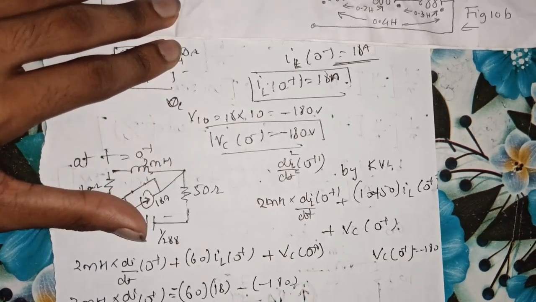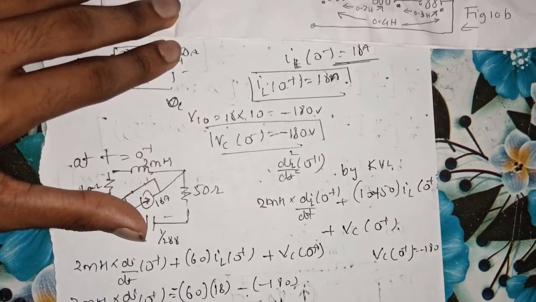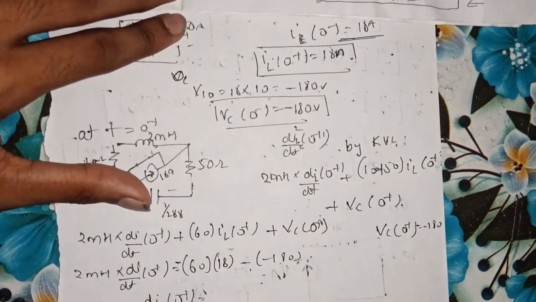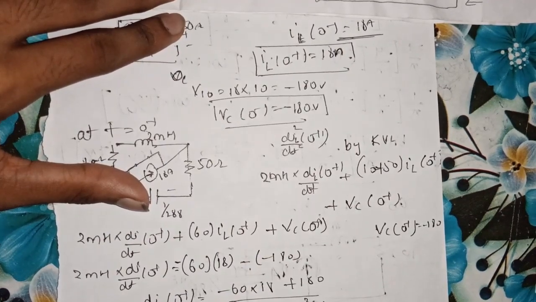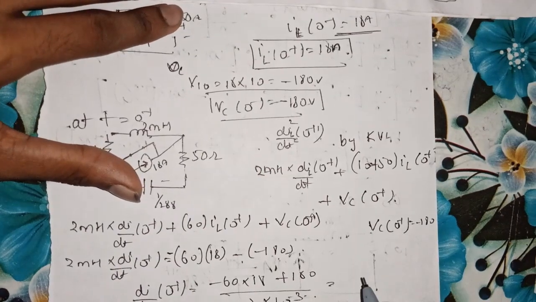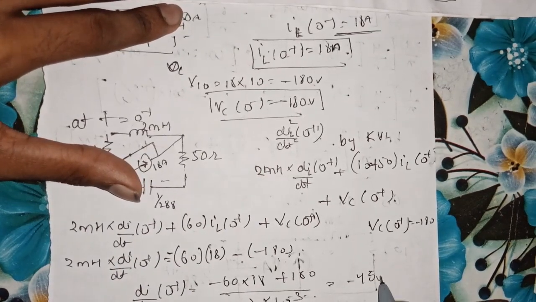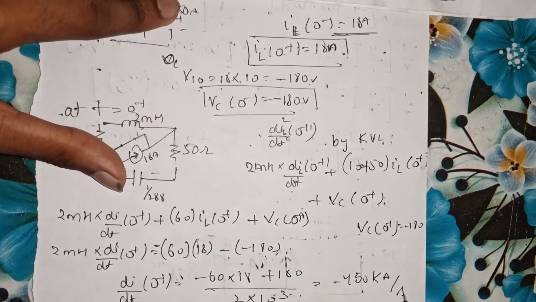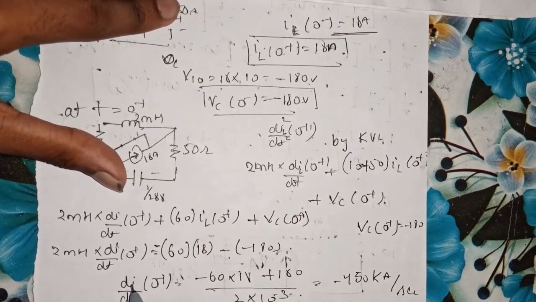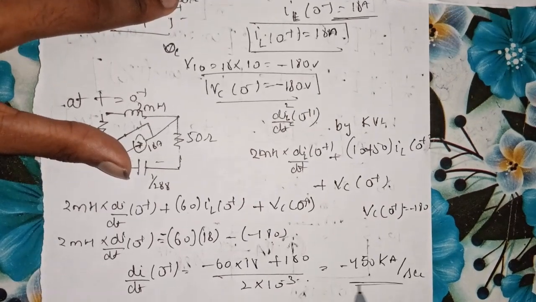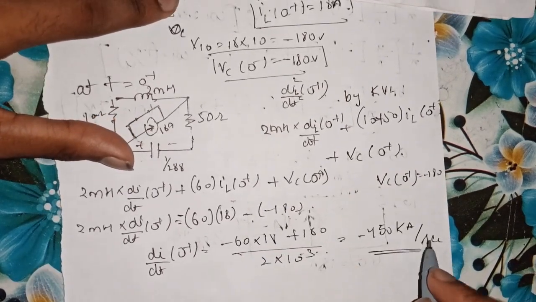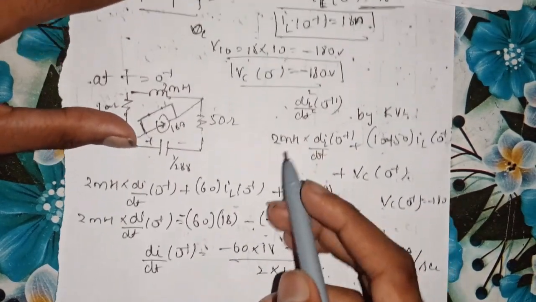So on solving, di by dt at 0 plus, we will be getting minus 60 into 18 minus (minus 180), divided by 2 into 10 raised to minus 3. On simplification, we get di by dt as minus 450 kiloamperes per second. The unit of current I is amperes, the unit of t is seconds. We have written down minus 450 kiloampere per second, and now we have to calculate d square I by dt square.